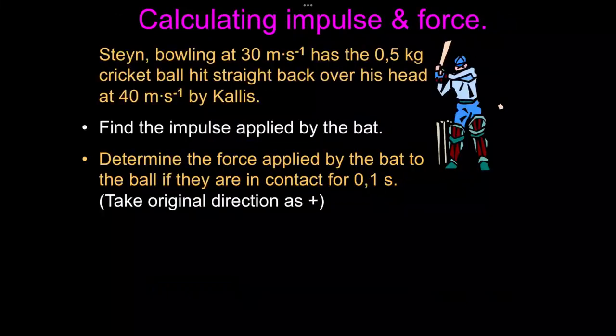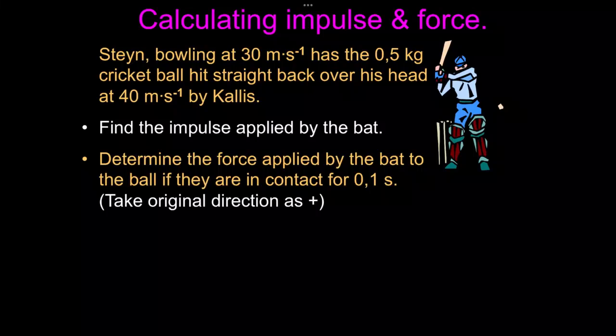We have a ball moving at a velocity of 30 meters per second. It has a mass of 0.5 kilograms. After it gets hit, it moves in the opposite direction with a velocity of 40 meters per second. The first question says, let's find the impulse applied by the bat. And the second question: determine the force applied by the bat to the ball if they're in contact for 0.1 seconds. Take the original direction as positive.